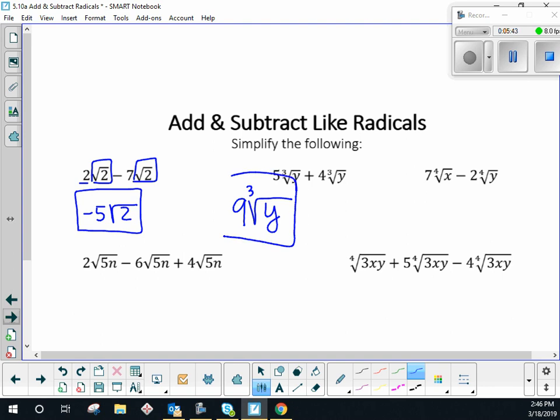So I have 5 cube roots of y plus 4 cube roots of y is 9 cube roots of y. Right? Try the third one, and I want to come around and see what you think about that, what your answers are. Try whatever you think. Trust yourself a little bit, and let's see what you got. We'll compare answers. What do you have?